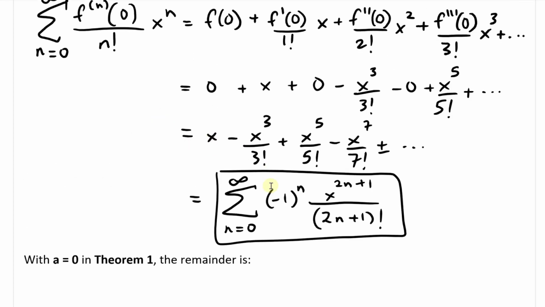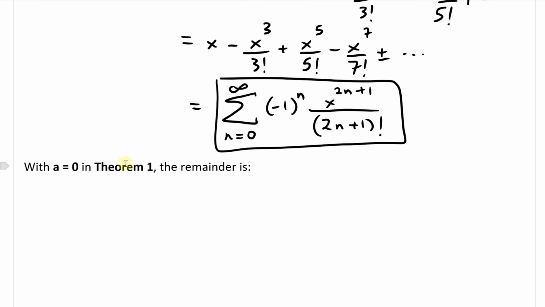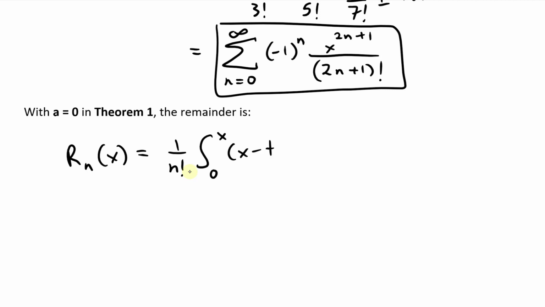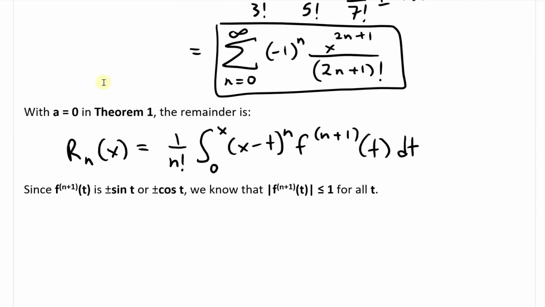Alright, so now that we have this, with a equals 0 for the Maclaurin series, in Theorem 1 the remainder is Rn of x. Now remember this is going to equal 1 over n factorial, integral from a equals 0 to x of x minus t to the power of n times f of n plus 1 derivative of t dt, like that. And now we have this remainder formula.